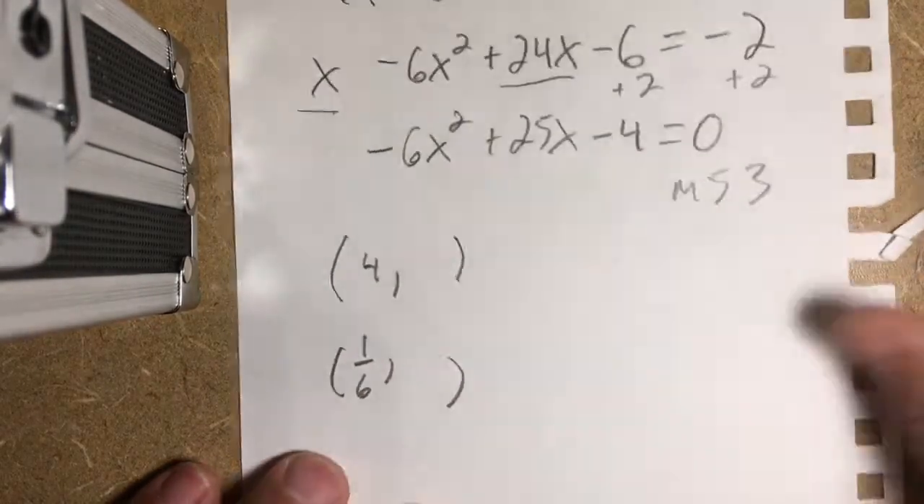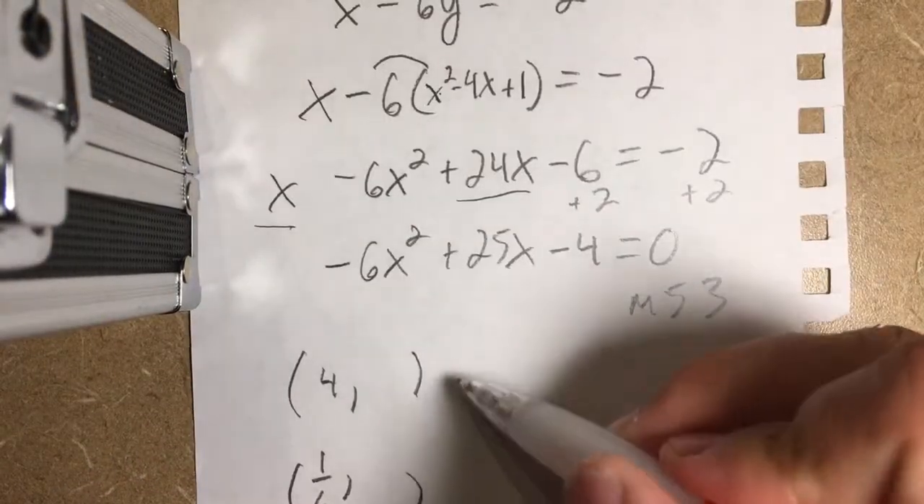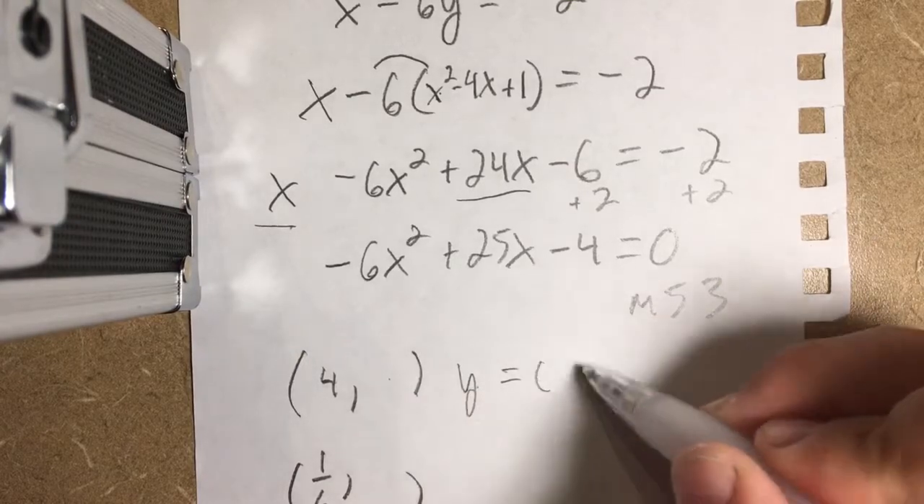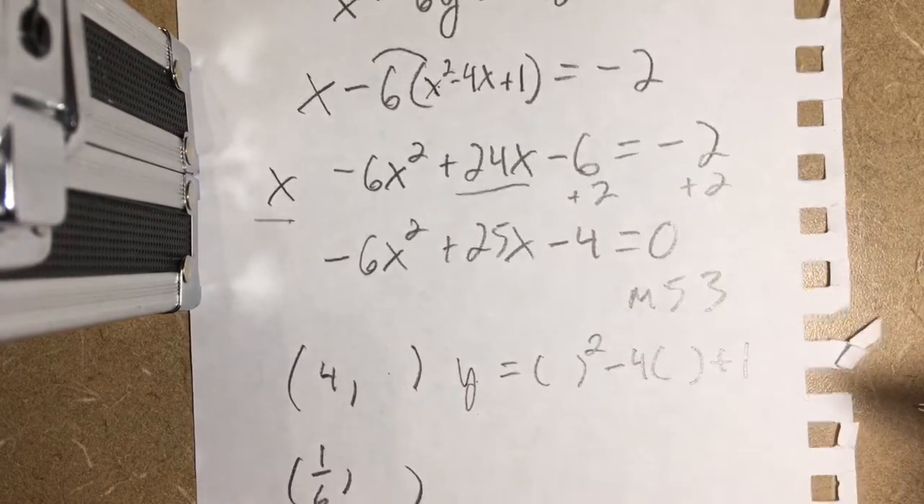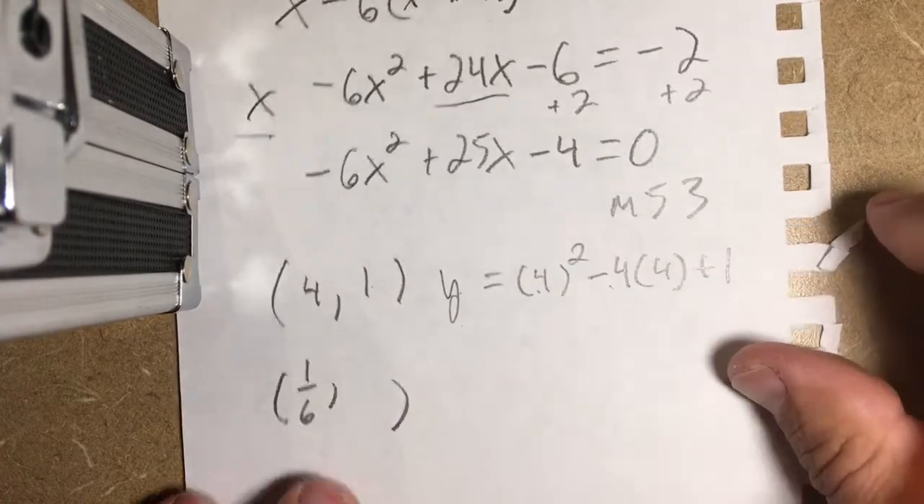So I need to find the y values for these answers. And what I'm going to do is take this equation of y equals, because y equals that, and I'm going to plug in the 4. So y equals x squared minus 4x plus 1. And in there I'm going to plug in the 4. So it's going to give me 16 minus 16, which is 0, plus 1. Well, that was easy enough.